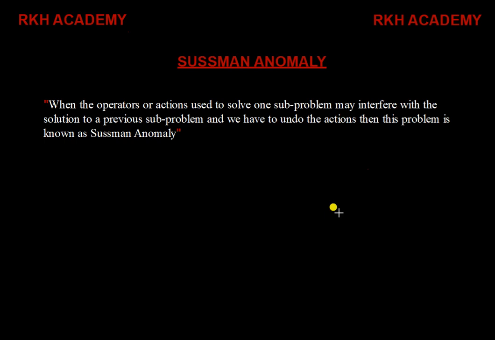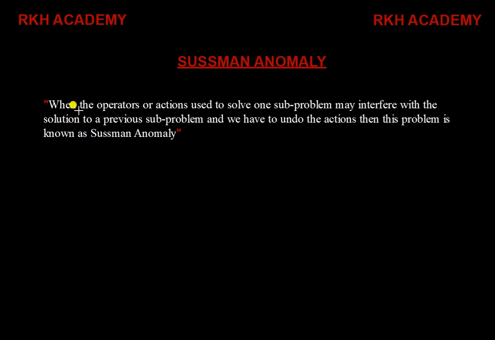Today we will learn about the Sussman anomaly. Sussman anomaly is a planning problem in artificial intelligence. First of all, we will study its definition and then learn this concept with an example. Let's start. What does the Sussman anomaly say?